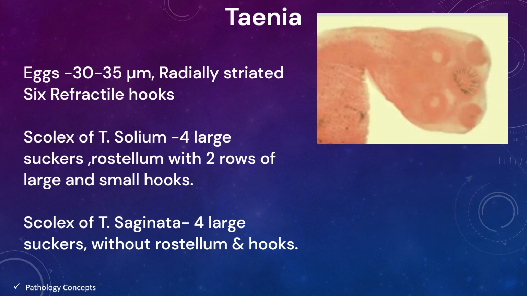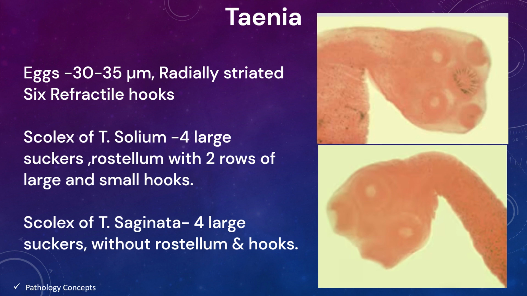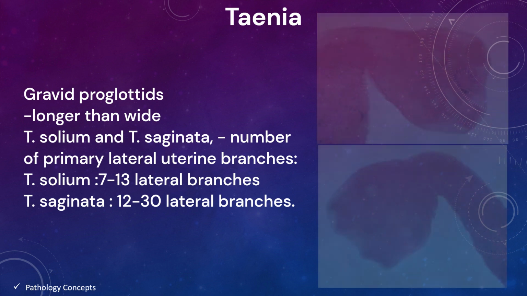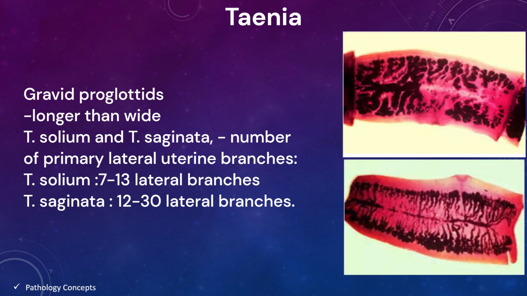The scolex of Taenia solium contains 4 large suckers and rostellum containing 2 rows of large and small hooks. There are usually 13 hooks of each size. Scolex of Taenia saginata has 4 large suckers but lacks the rostellum and rostellar hooks. Gravid proglottids are longer than wide. Taenia solium and saginata differ in the number of primary lateral uterine branches. Solium has 7 to 13 and saginata has 12 to 30.